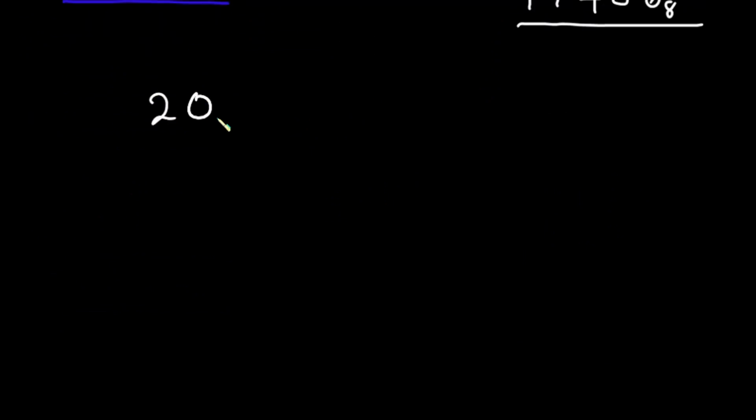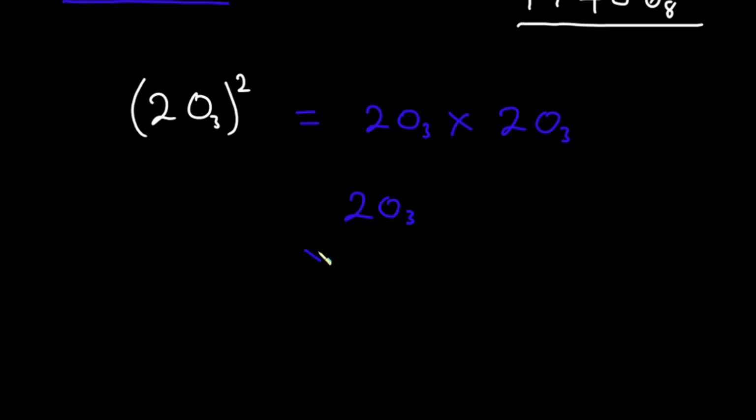We have 20 in base 3 all to the power 2. Now how can we solve this? Pause the video and try first. From this problem, it is the same as 20 in base 3 times 20 in base 3. And from here, we can solve it. We have 0 times 0 is 0. 0 times 2 is still 0. So we are done with this one.